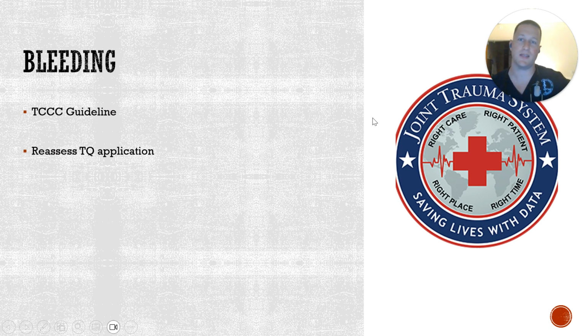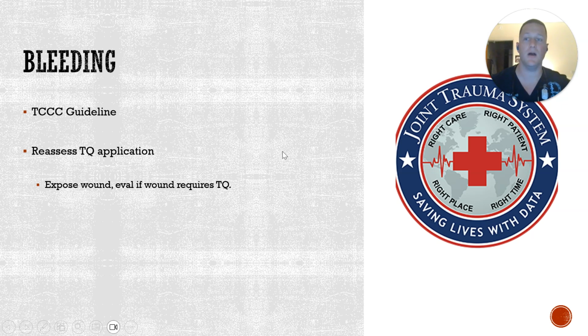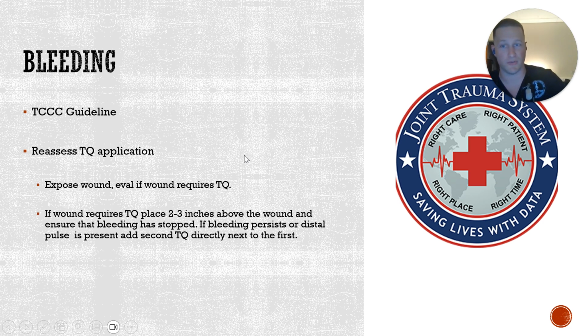Okay, next guideline in the bleeding section is the big, important one. We will read it mostly word for word, and then we'll talk a little bit about it. Reassess tourniquet application. You are no longer doing high-impact tourniquets. You are out of care under fire. You're out of the massive hemorrhage section. So expose the wound now. Evaluate if the wound requires a tourniquet.